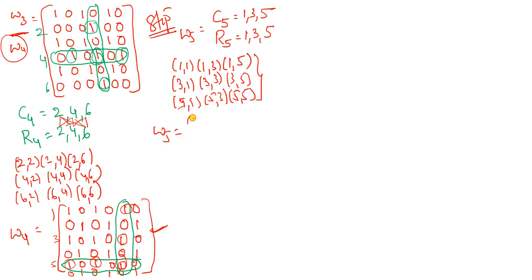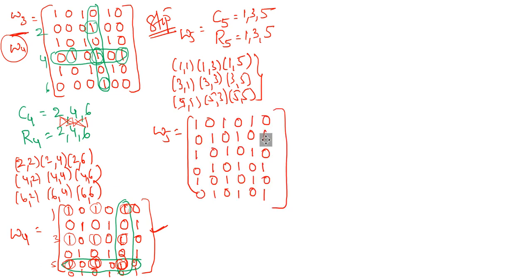Okay, so W5 will be the same as this, because at 1 comma 1 we already have the one value, at 1 comma 3 we have the one value, at 1 comma 5 we have the one value. At 3 comma 1 we have the 1, at 3 comma 3 we have the 1, and at 3 comma 5 we have the 1, and at 5 comma 1 also we have 1, 5 comma 3 we have 1, 5 comma 5 also we have 1. So just write the same matrix similarly. Okay, so this is W5. In step 5 we got this.